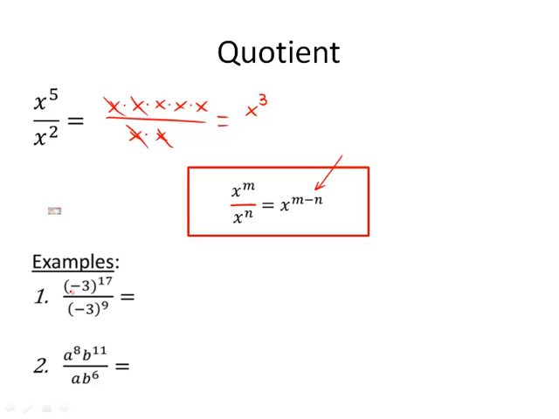Remember, the base has to be exactly the same. So since both of these bases are -3 in a bracket, we can use the following rule and say we're taking -3 to the 17 minus 9.